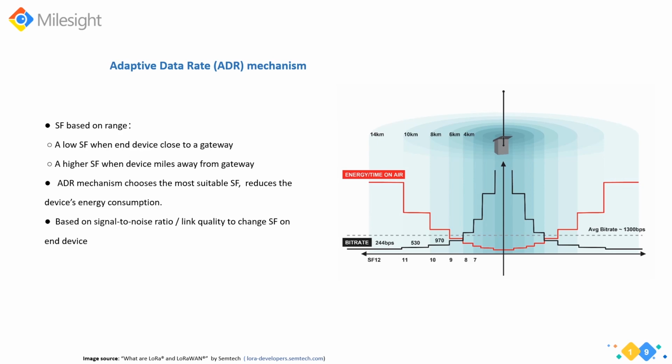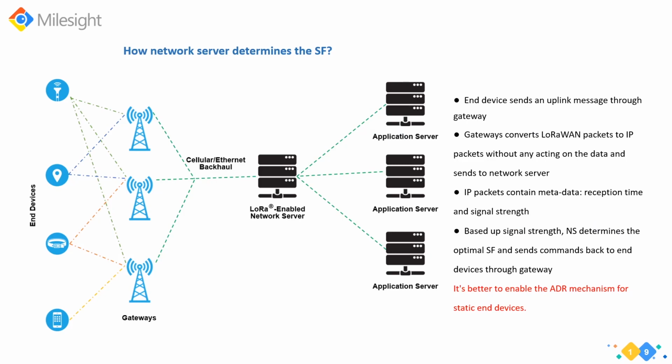And I think you may be curious why the network can figure out what the optimized spreading factor is for the end devices. Now, in order to be clear about that question, we need to figure out how the network server works. Well, let's see the same diagram, see this topology.